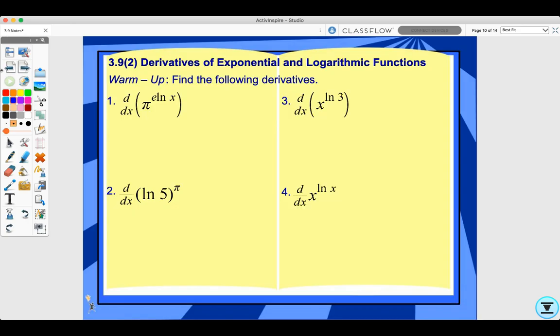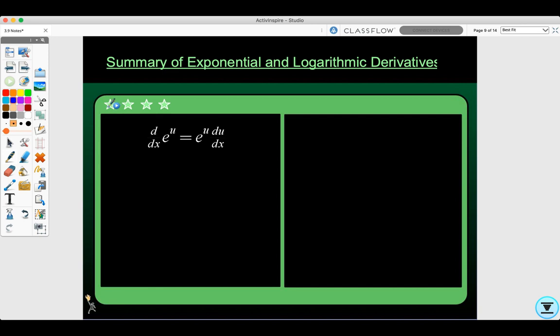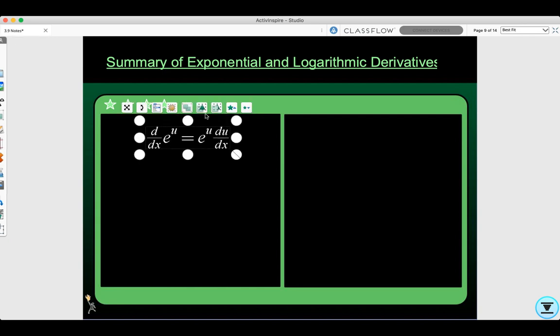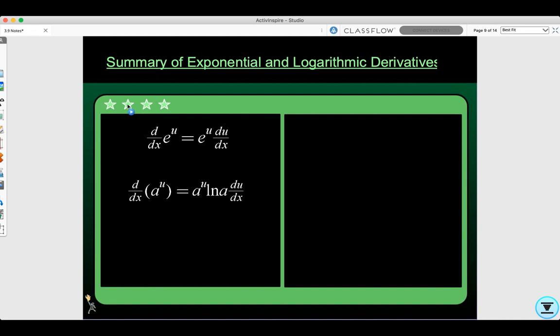Let's go ahead and summarize these. The derivative of e to the u is e to the u times du/dx. The derivative of a to the u equals a to the u times the natural log of a times the derivative of u with respect to x. The derivative with respect to x of the natural log of u is 1 over u times the derivative of u with respect to x. And the derivative with respect to x of log base a of u is 1 over u natural log of a times the derivative of u with respect to x. All of these do need to be memorized.